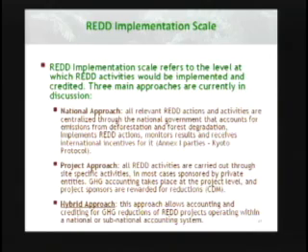Finally, I come to the issue of the implementation scale of RED. What I mean here is at what scale would RED activities be implemented, accounted for, and credited? Normally in the debates, we are talking about two main levels, a national level and a subnational, or sometimes project level. National level would be a country that would be able and willing to reduce deforestation and account for them nationally, taking a national approach to accounting and crediting.